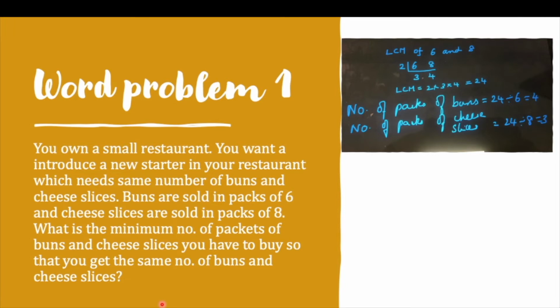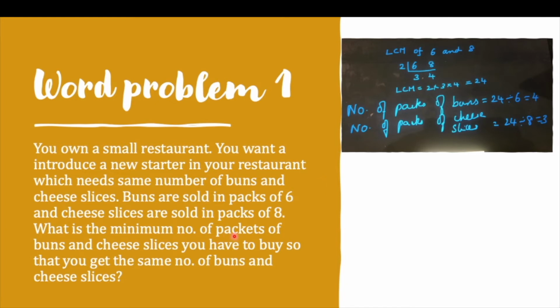So here's the solution given. The solution is to find the LCM of 6 and 8. Why do we need to find the LCM of 6 and 8? Because you're buying packets of 6 and packets of 8. From each pack of buns you're going to get a multiple of 6, and for each pack of cheese slices you buy, you're going to get a multiple of 8. So you find the LCM of 6 and 8, and the LCM happens to be 24.